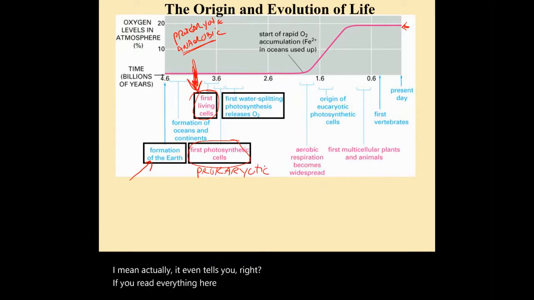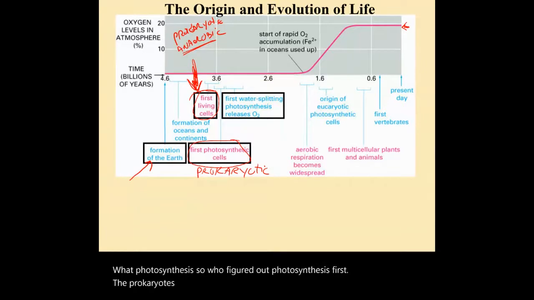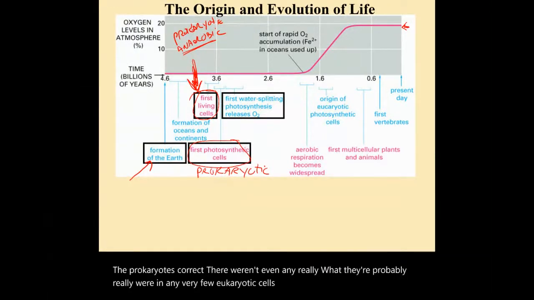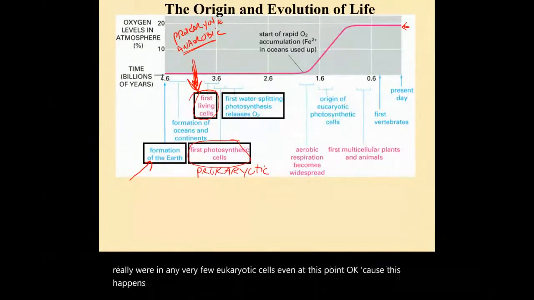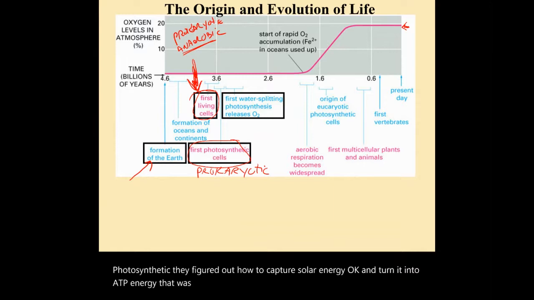And by photosynthetic, I mean what? Photosynthesis. So who figured out photosynthesis first? Prokaryotes, correct? There probably really weren't any, very few eukaryotic cells even at this point. Because this happened soon after what? The first prokaryotic cells. Some of them started to become what? Photosynthetic. They figured out how to capture solar energy and turn it into ATP energy. That was remarkable.